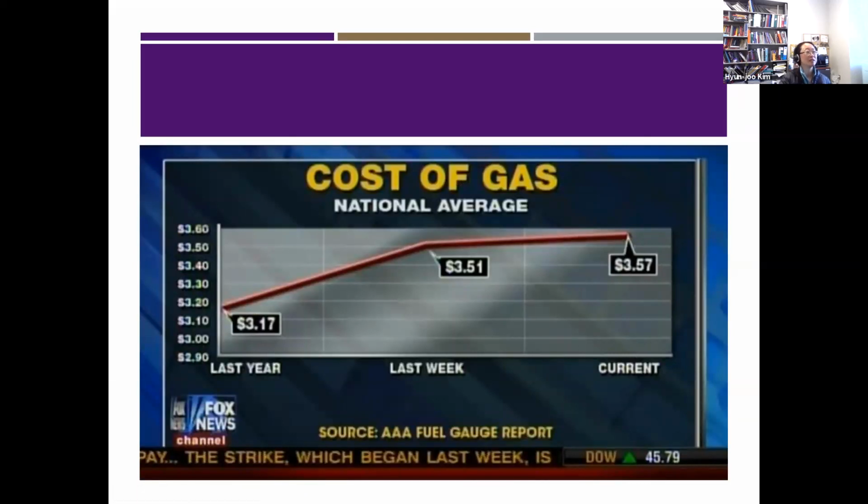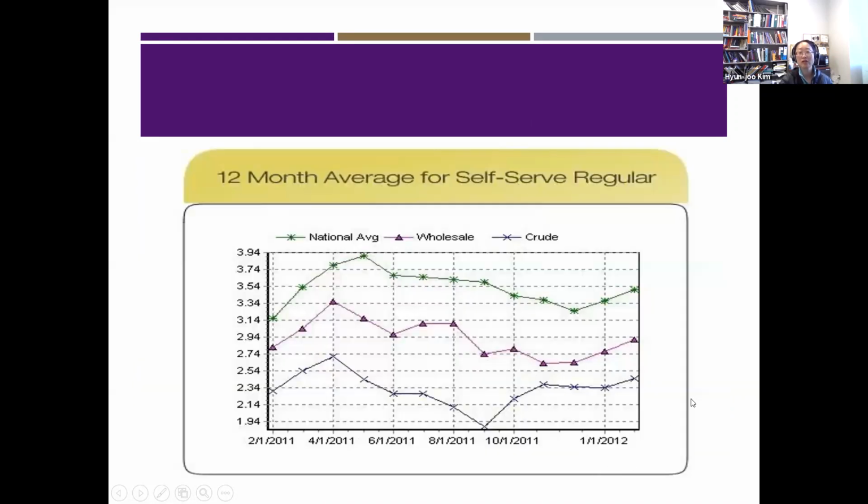Cost of gas. Last year, last week, current. Obviously, from this graph, you can tell that the oil price is going up. One thing that is a little weird is they were comparing the current data to last week and to last year, and you're not really sure what's happening in the middle. But again, for selective points, what they were saying is oil price is going up. This is actually misrepresenting the data on purpose. Actual data actually looks like that.